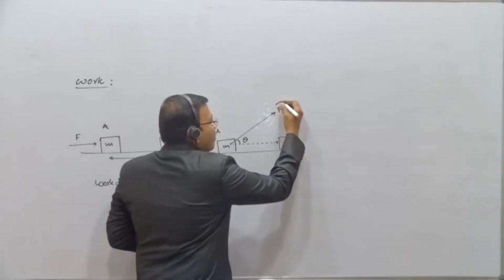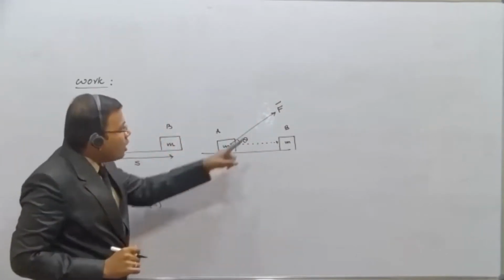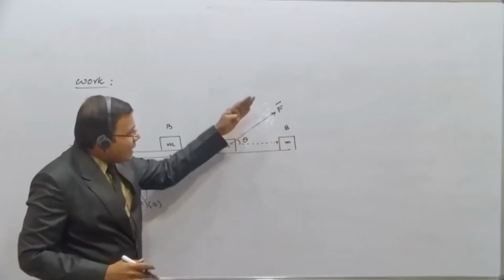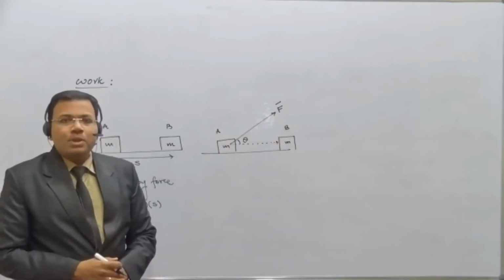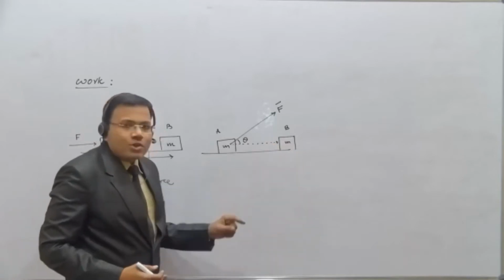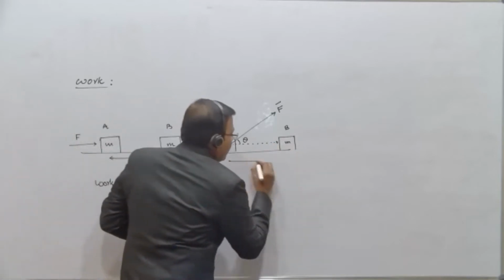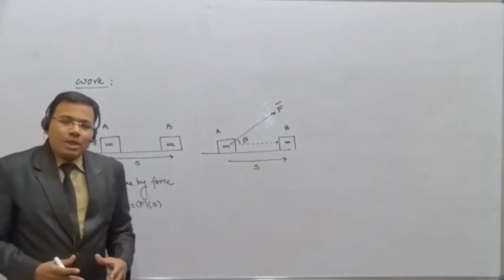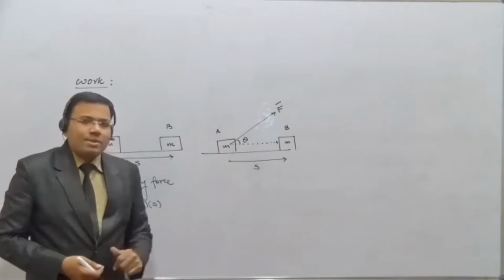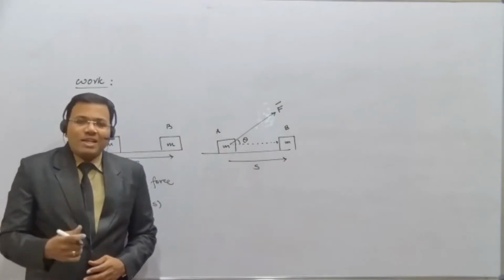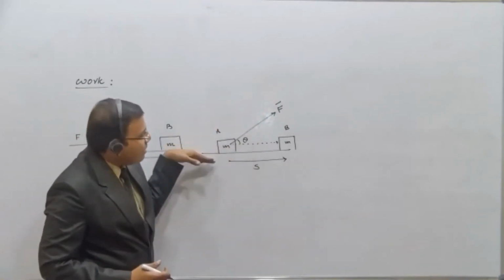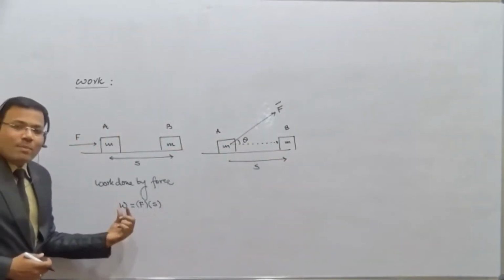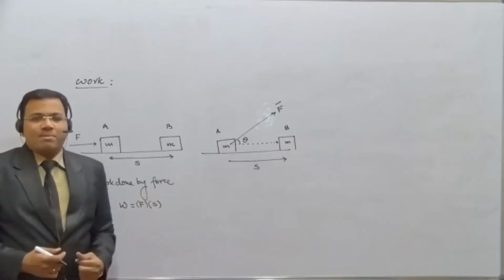How much force are we applying? In vector form, F inclined at an angle theta. And how much is the displacement in the horizontal direction? The displacement in the horizontal direction is S. So my question is, can we take just F into S? No, that is not possible. The reason is that F is in this direction and the displacement is in this direction. So we cannot just apply force into displacement as we did just now.